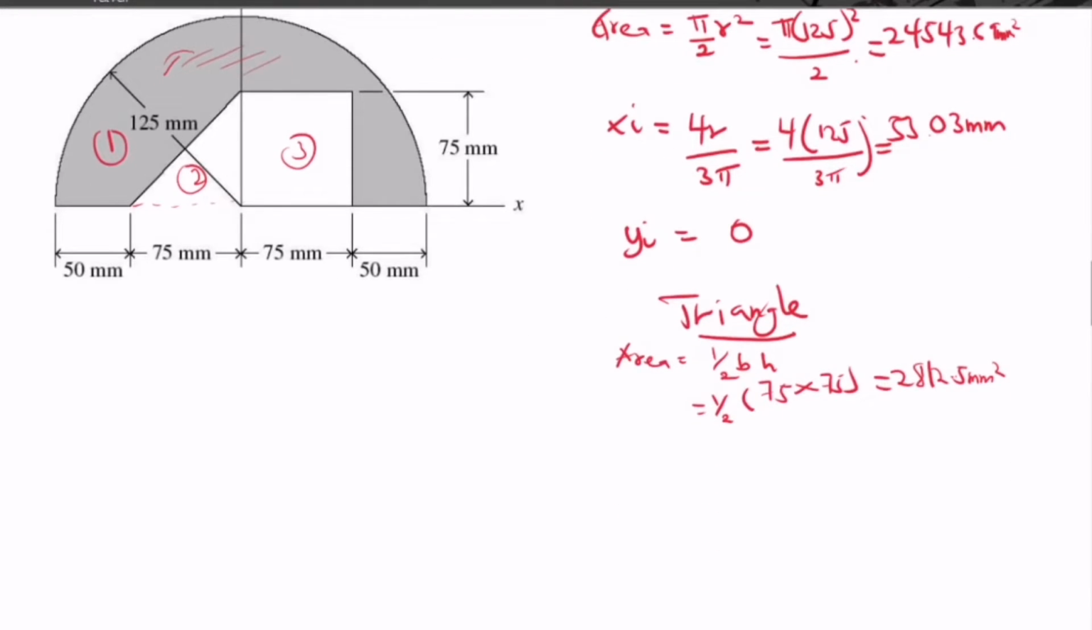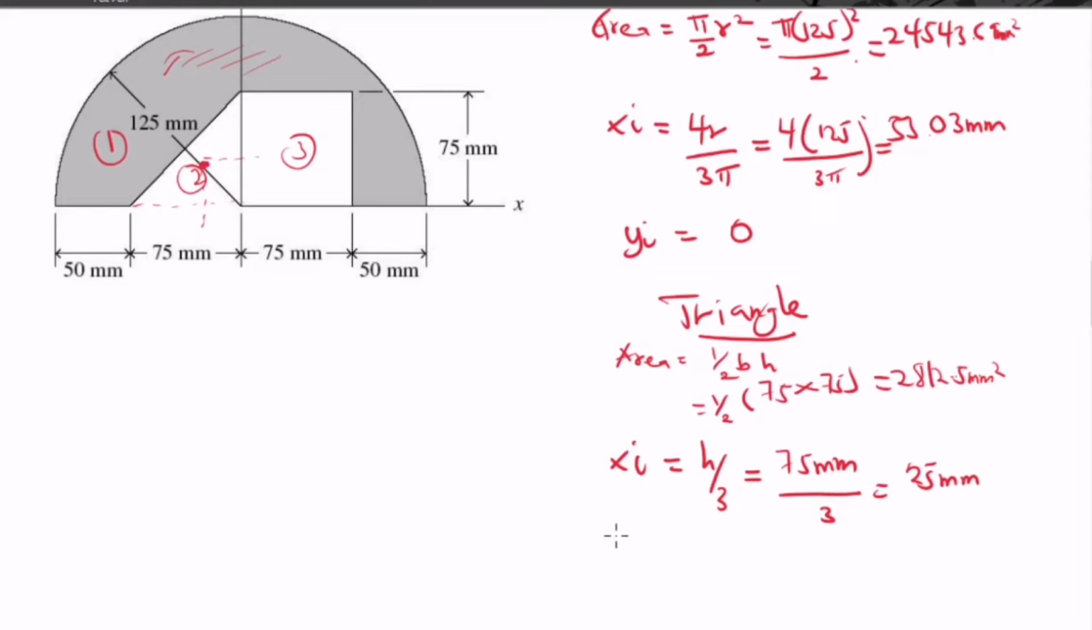So let's continue the calculation. Now we are trying to find the centroid of the triangle. From the properties of plane figures, we know that finding the x direction for this triangle, we're going to have it to be the height divided by 3, which in this case the height here is 75. So we have 75 millimeters divided by 3, which will give you 25 millimeters. Then we come to the y coordinates.